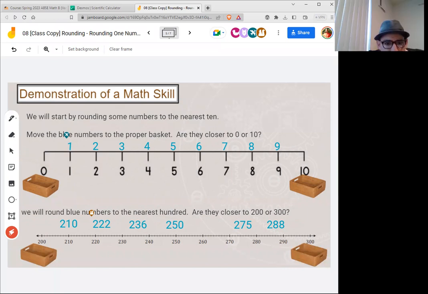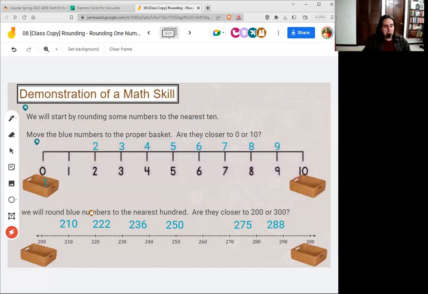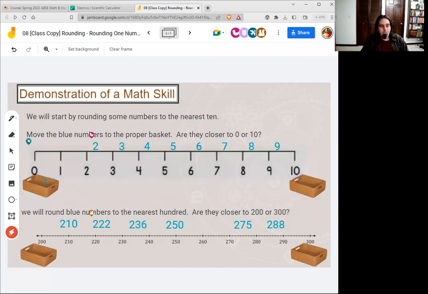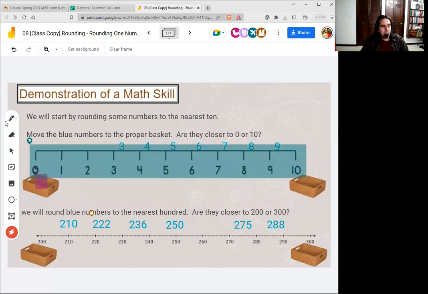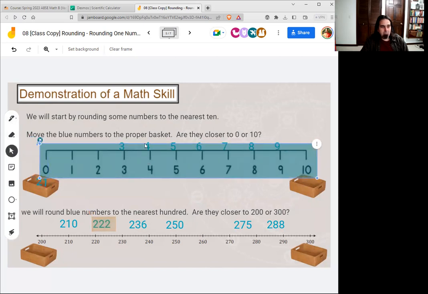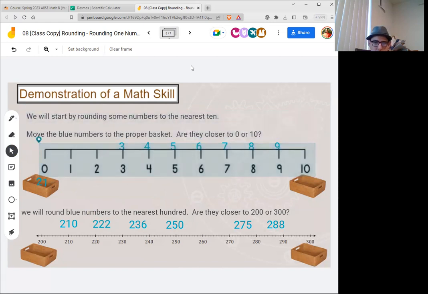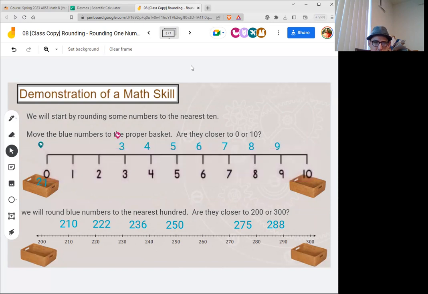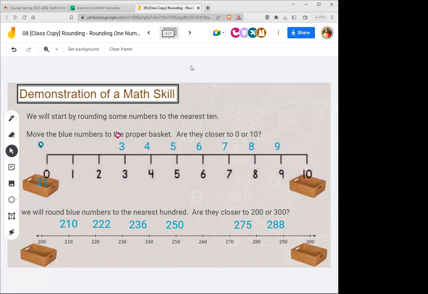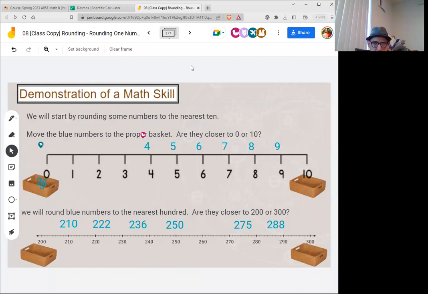I can't move mine. Someone got it. 1 is closer to 0. Yep, try not to move the whole number line. I'm sorry, it keeps moving the line. I'm trying to. I can't grab it.